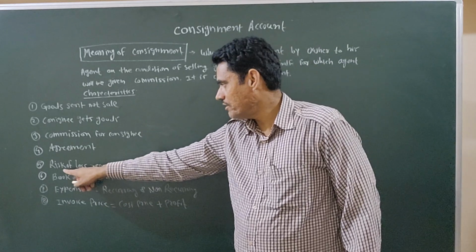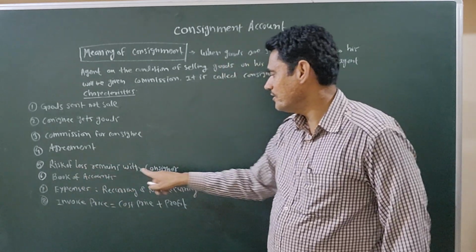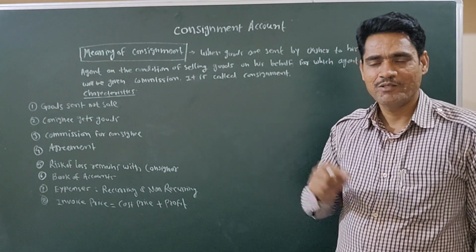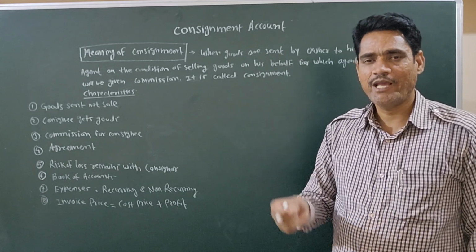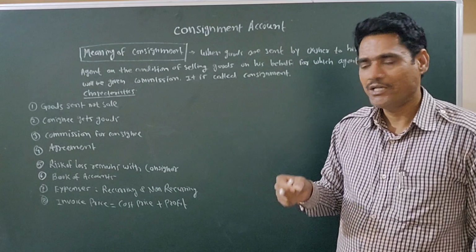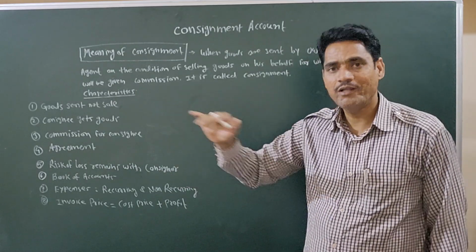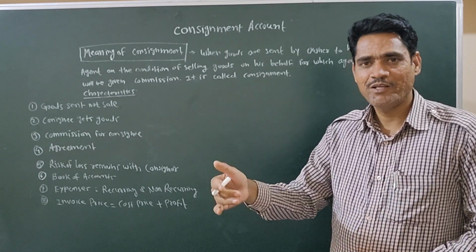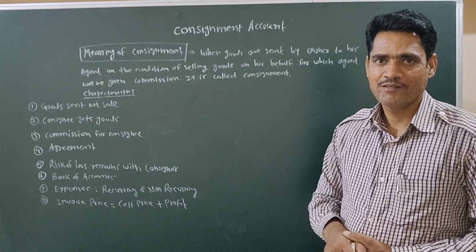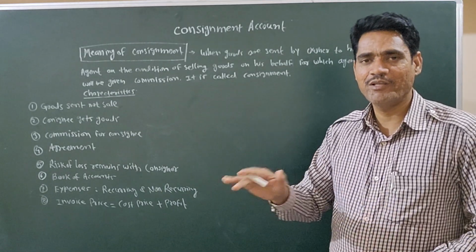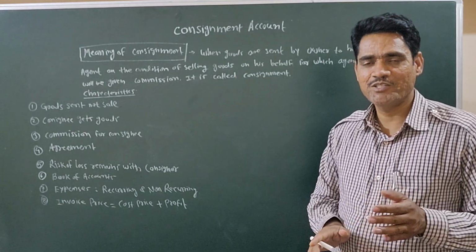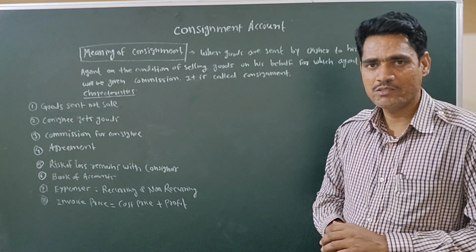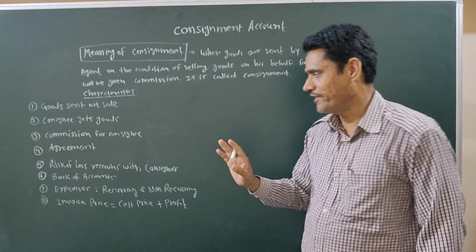Next, risk of loss remains with the consignor. After all, the consignor is the owner, and those who are owners have certain responsibility for all losses. He has to bear losses. The consignee will not bear losses because he is not the owner. The total burden of loss is on the consignor.